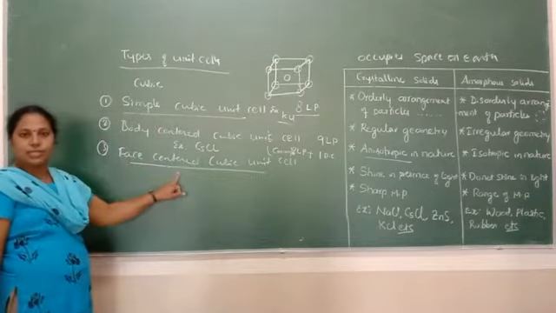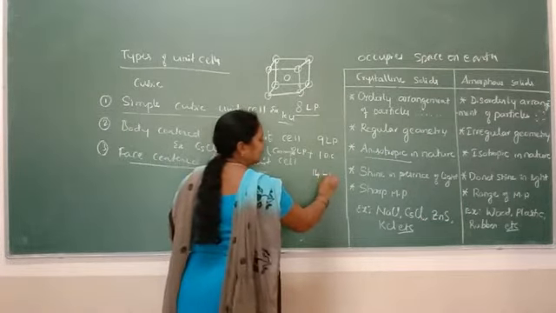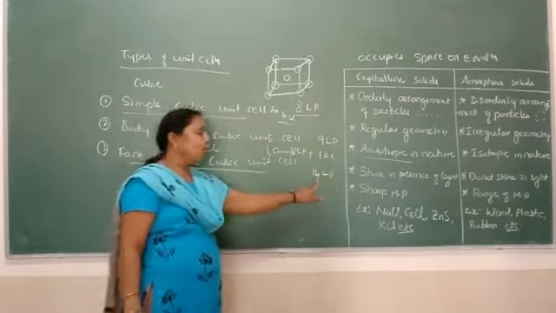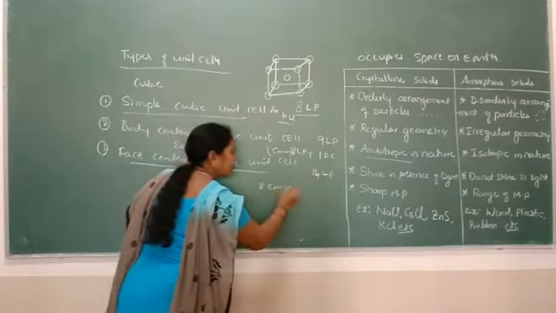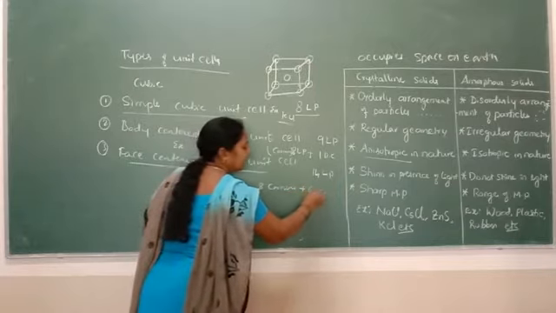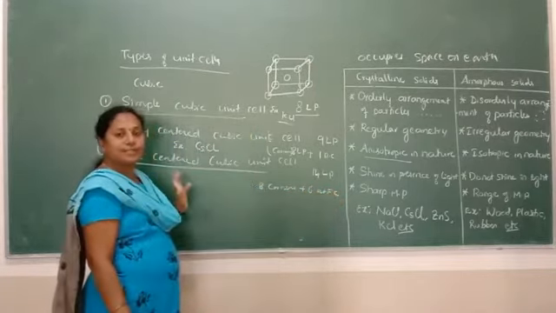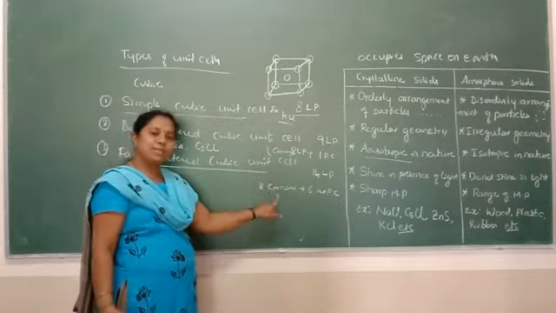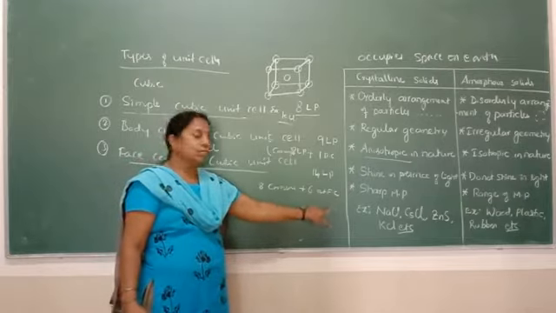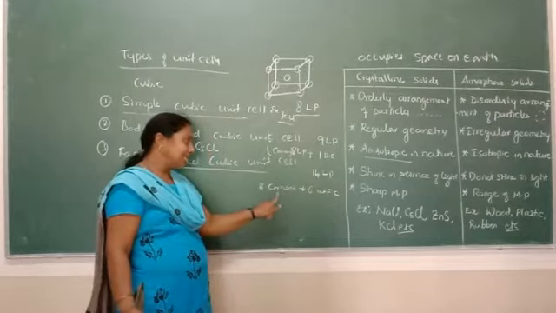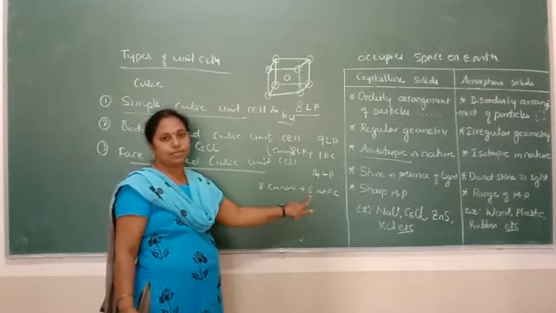So in this face-centered cubic unit cell, there is a presence of 14 lattice points. Among 14 lattice points, 8 at the corners and 6 at face center. So 8 particles present at the corners and 6 particles at the face center. So along with the corner particles, there is a presence of 6 more particles at the center of each face.